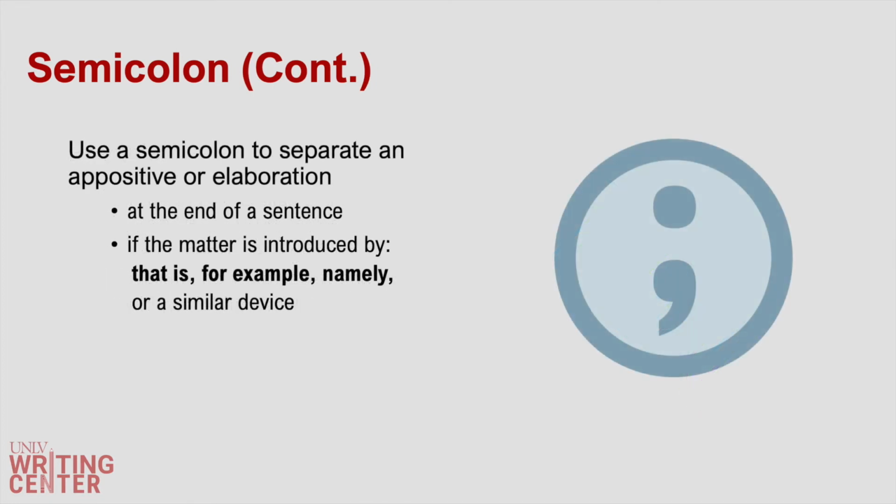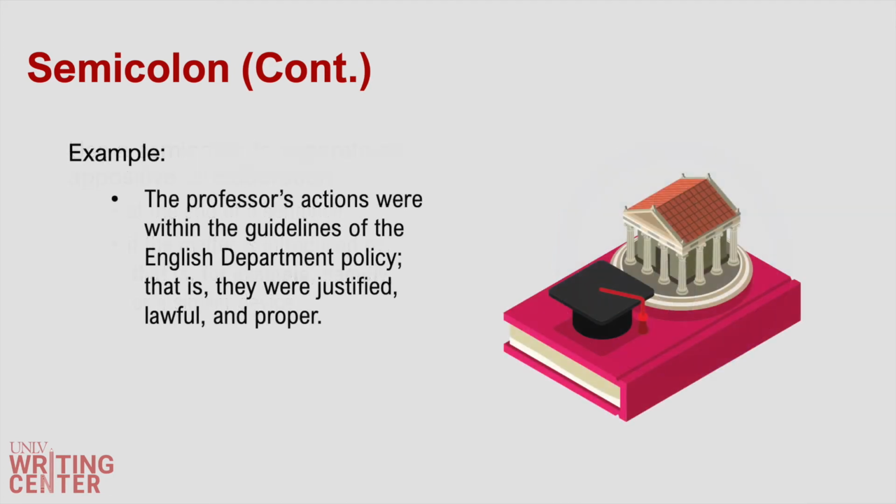You can use a semicolon to separate an appositive or elaboration at the end of the sentence, or if the subject matter is introduced by the words or phrases "that is," "for example," or "namely." "The professor's actions were within the guidelines of the English department policy; that is, they were justified, lawful, and proper."